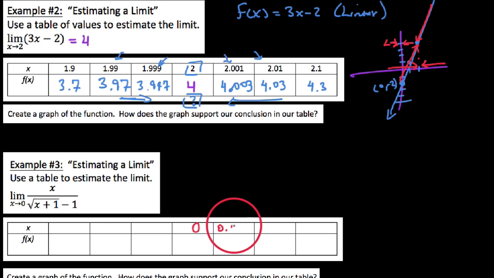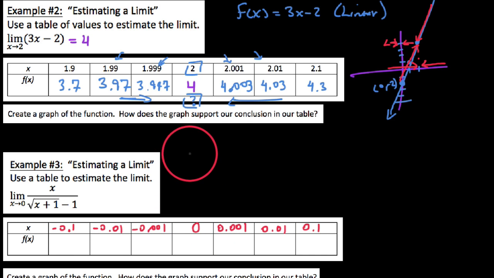We say 0.001. This will be negative 0.001. And then we'll go by a factor of ten. We say 0.01, negative 0.01, and then over here we say 0.1 and negative 0.1. Basically, what we're going to do is go around both sides of this at x equals 0.